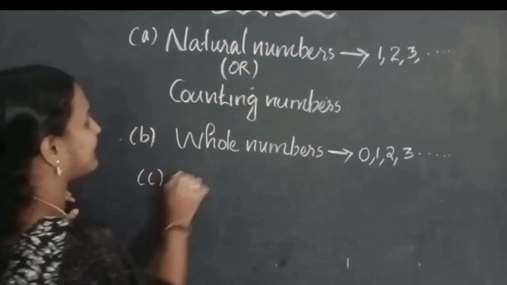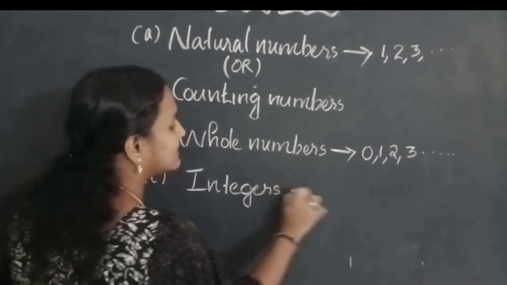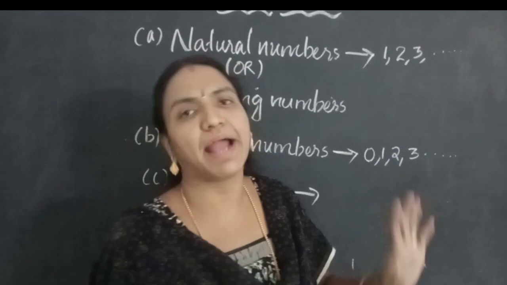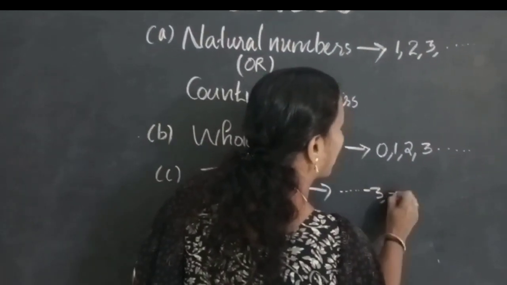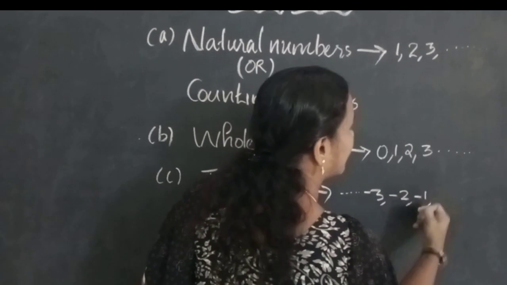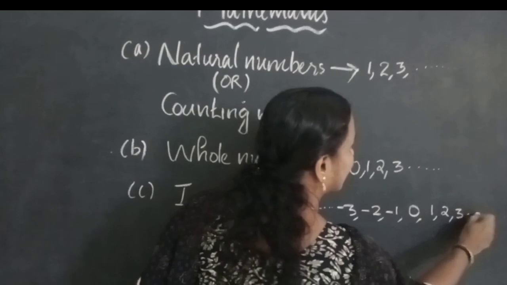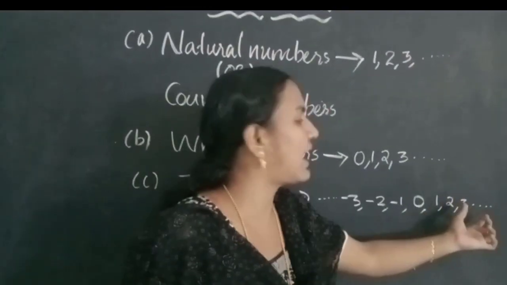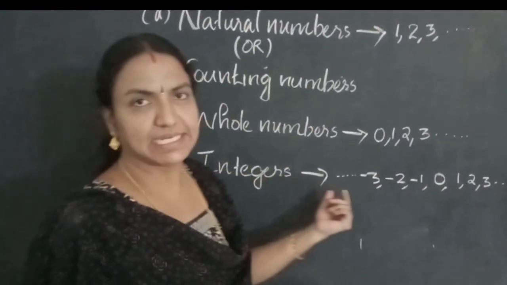And the third one, integers. Integers means negative numbers, 0 and positive numbers: minus 3, minus 2, minus 1, then 0, 1, 2, 3, etc. Negative numbers, 0 and positive numbers. These numbers are called integers.